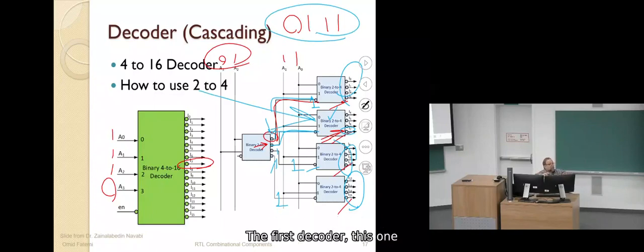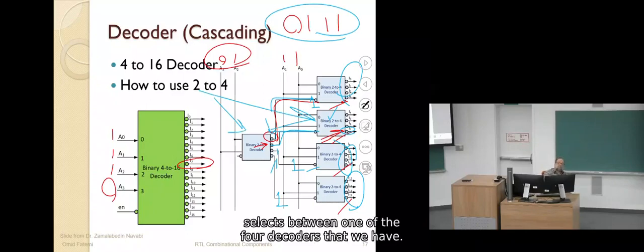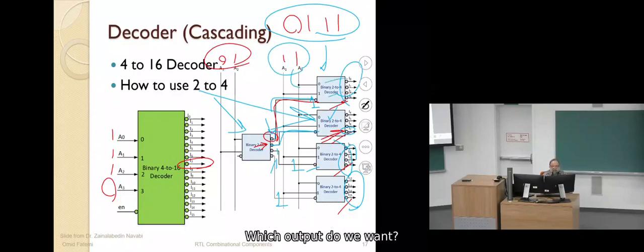A two-level decoder. The first decoder, this one, selects between one of the 4 decoders that we have, and the second level decoders, which are 4 decoders here, they select based on the 2 least significant bits which output we want. Okay? Look at the design. How beautiful is that? And also, we have an enable here, which we can also put there.